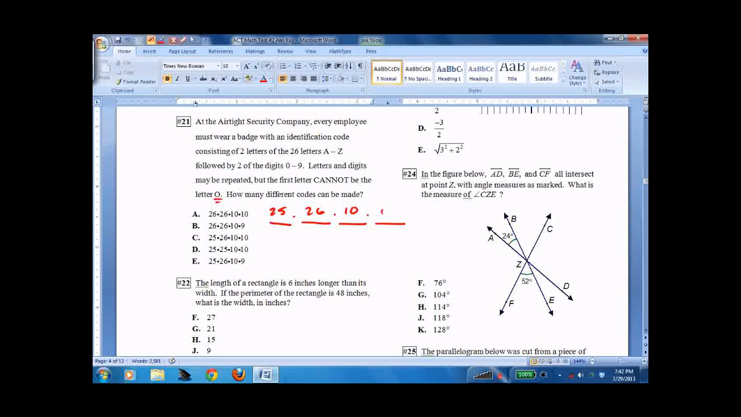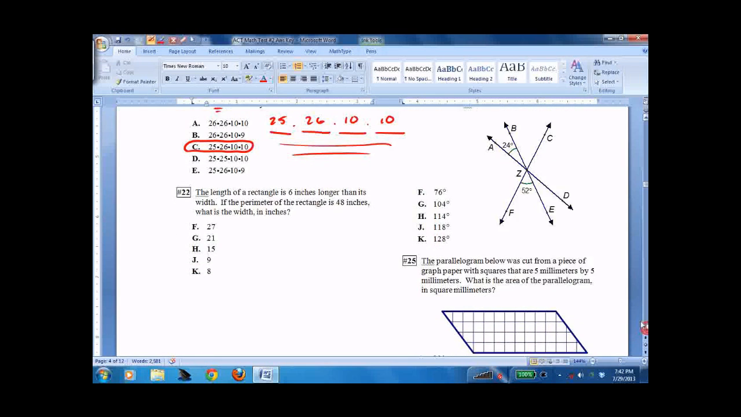Then you've got 10 digits for the last 2, and a lot of people mistakenly believe that's only 9 digits. It's 9, 1 through 9, plus the number 0. So that's it. You multiply all that up, and that's your answer. And they did not multiply it out. They just set it up the way it looks in probability.